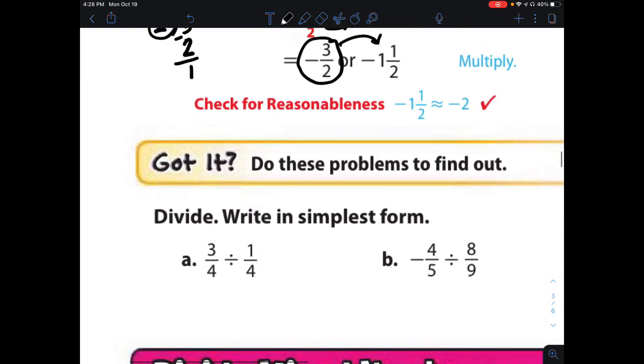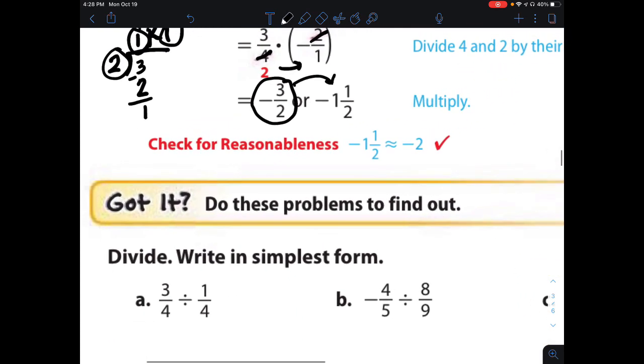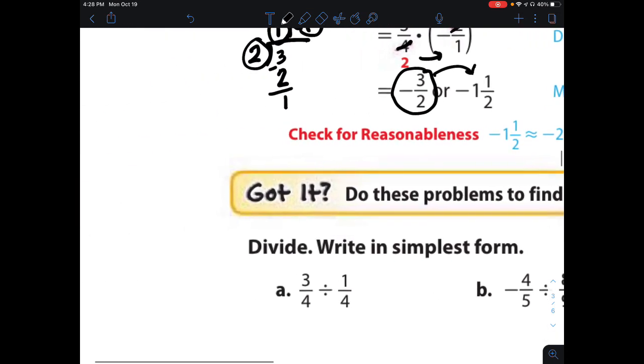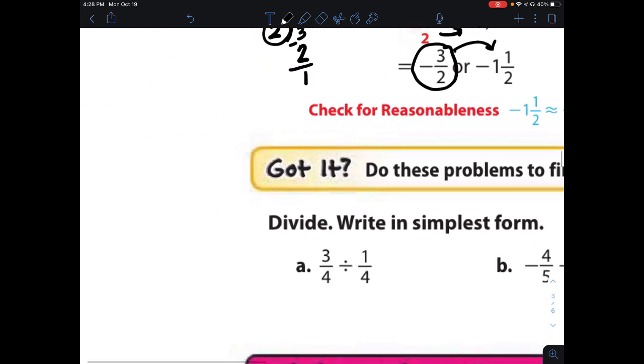So let's do the Got It problems. I will do A, and you do B and C. Okay, let's do 3/4 divided by 1/4.